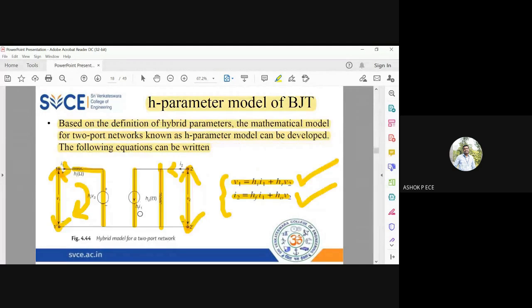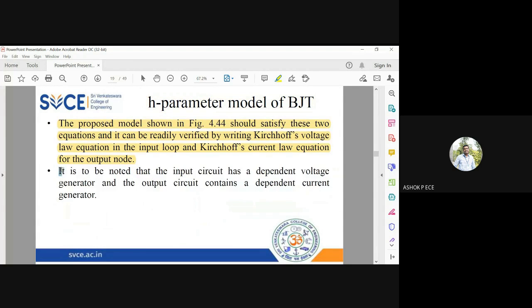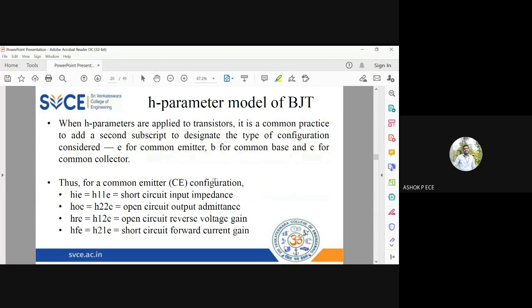On the input side, you will have a voltage source, which is a dependent voltage source. Usually, a voltage source has a constant value, right? But here you see this voltage depends on V2. So it is a dependent voltage source. Usually a current source will have a constant current, but this current source has a current dependent on I1. So it is a dependent current source. So on the input side I have a dependent voltage source, and on the output side I have a dependent current source. These are the important things you should remember when you draw the H parameter model of BJT.